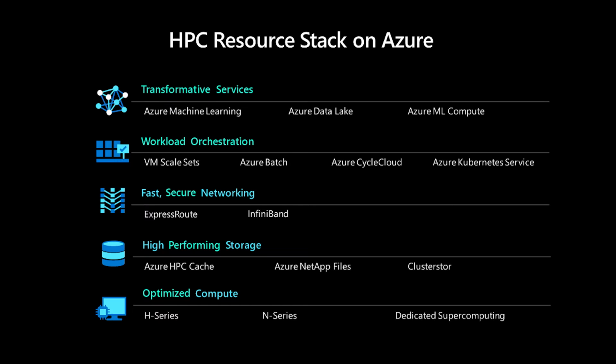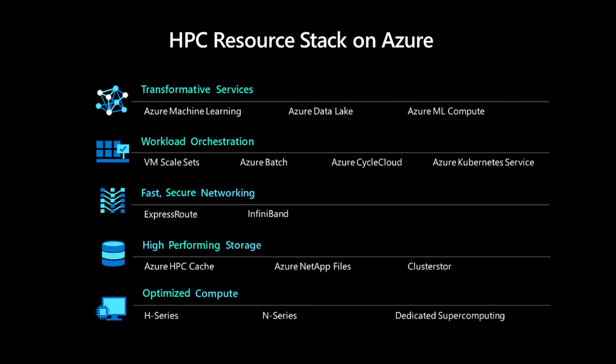The workload orchestration components provide the on-demand and elastic scalability. These components include provisioning the raw infrastructure with virtual machine scale sets. We do cloud-native scheduling with Azure Batch. We've got the more traditional HPC experience with schedulers such as LSF, Slurm, PBS, and that's with Azure CycleCloud. And then we have the Azure Kubernetes Service.